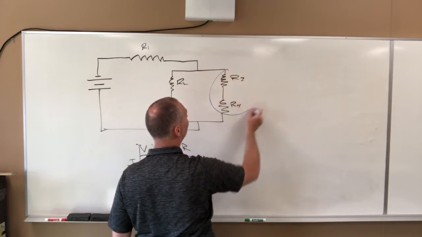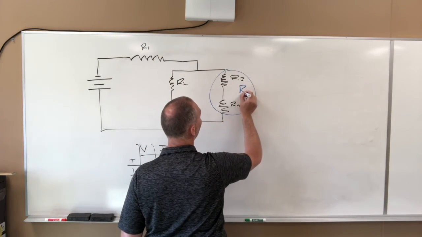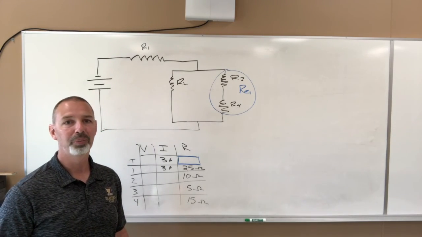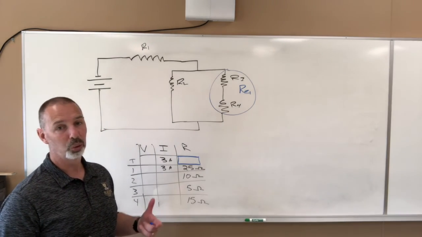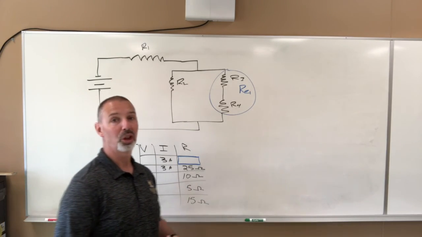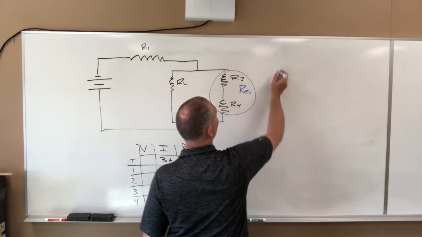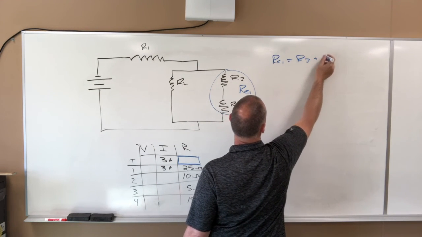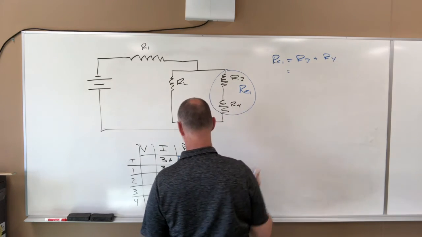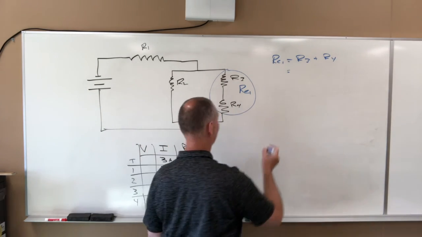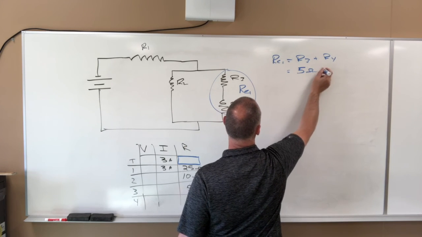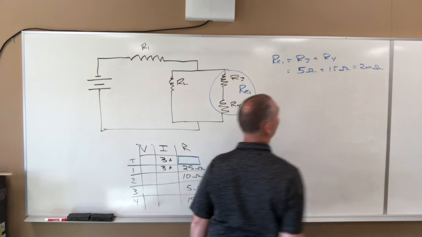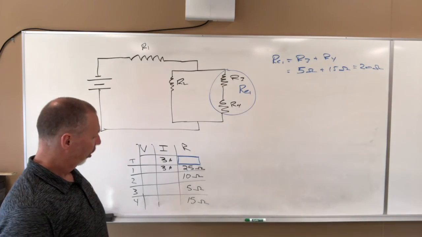Combining R3 and R4 is pretty simple. We're going to call this RE1, resistor equivalent 1. We're doing 1 because we're going to have 3 equivalent resistances when it's all said and done. RE1 is R3 plus R4. Again, this is one you could do in your head because they're in series, which means we're just adding them together. 5 ohms plus 15 ohms is 20 ohms.